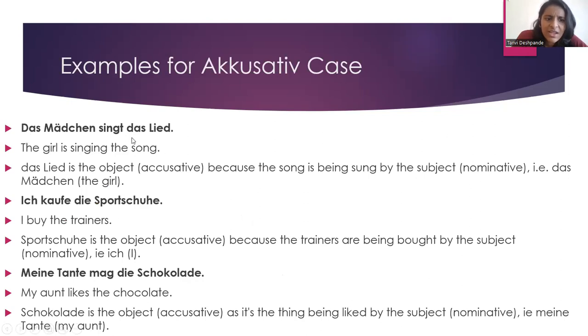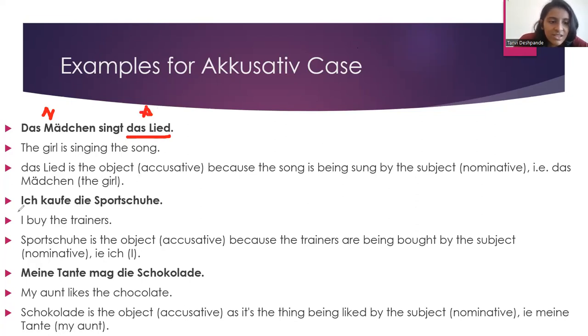Okay, das Mädchen singt das Lied. It was an example in the nominative case as well. But see, das Mädchen is in the nominative case, but das Lied is the object. She's singing the song. So that song is in the accusative case. Das Lied is in the accusative case right now in this sentence. So Mädchen will be in the nominative case only, but das Lied is in the accusative case.